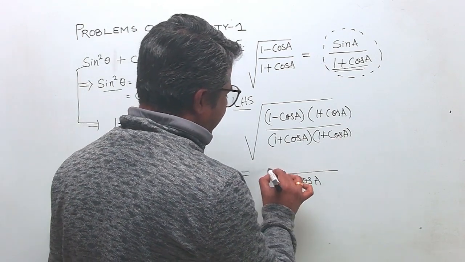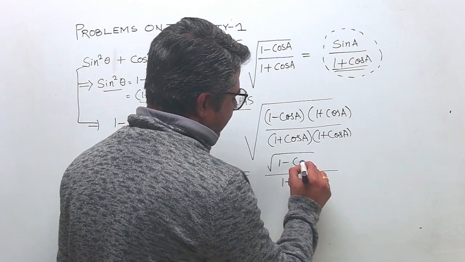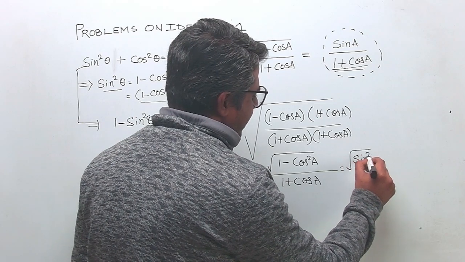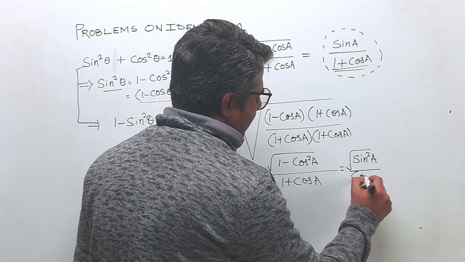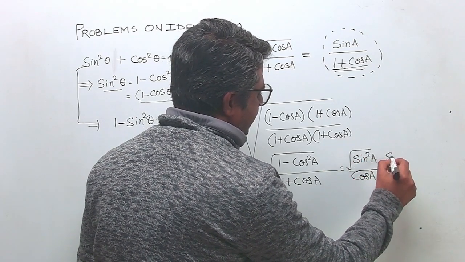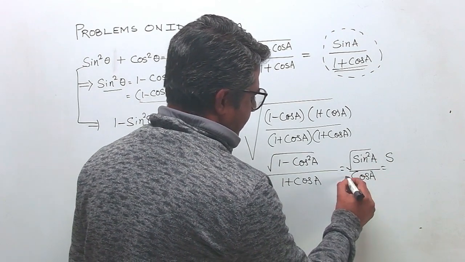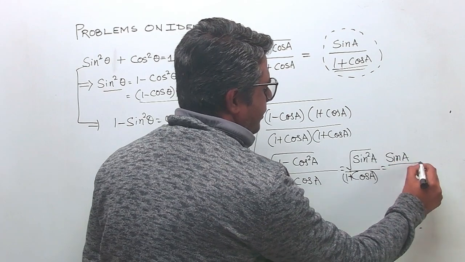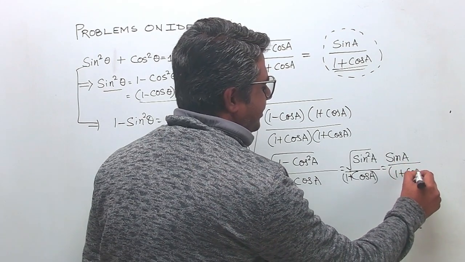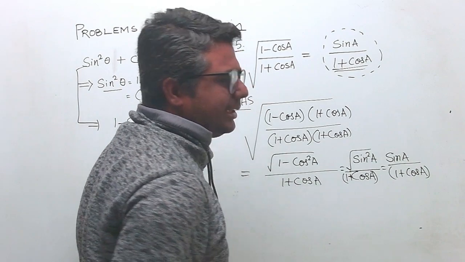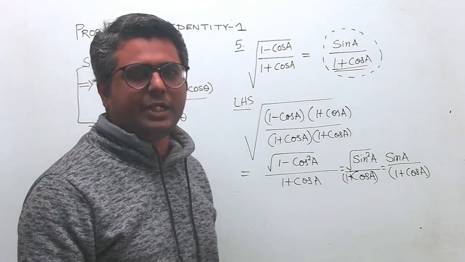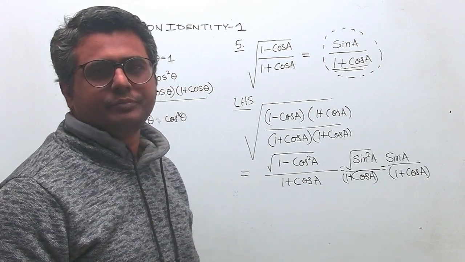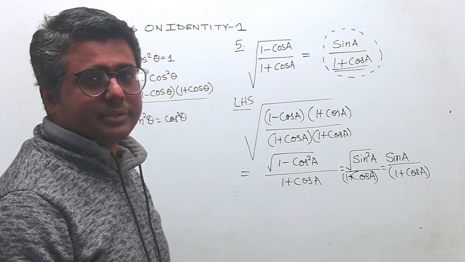So this is basically 1 minus cos square A, that is root over sin square A by 1 plus cos A, sorry, sin A by 1 plus cos A. So my basic intention, I think the purpose is getting fulfilled, that each and every one should be able to do trigonometry proof problems in the upcoming examinations, right?